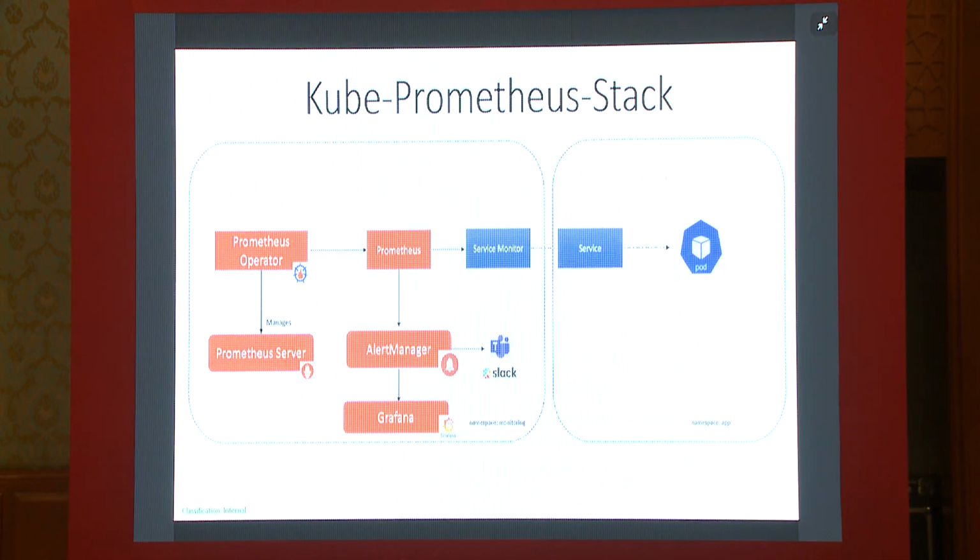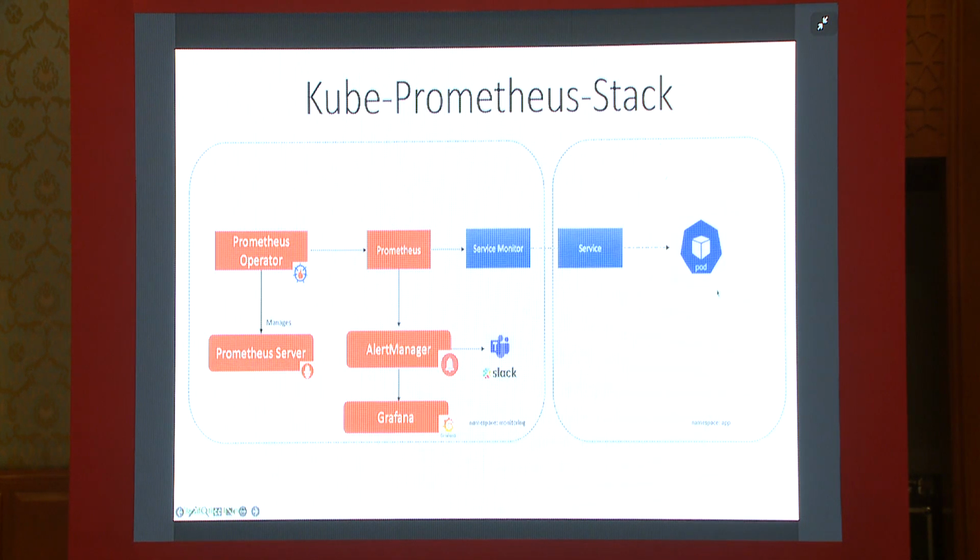So this is a diagram for the Kubernetes Prometheus stack. Once you install the Kubernetes Prometheus stack, on the left side you have what you saw earlier: the Prometheus server, which is managed by a Prometheus operator, and a Prometheus application which will execute scraping of all the metrics, and a service monitor which will watch the services deployed in the two namespaces. You can see there are two namespaces. One is called monitoring, and one is called application.